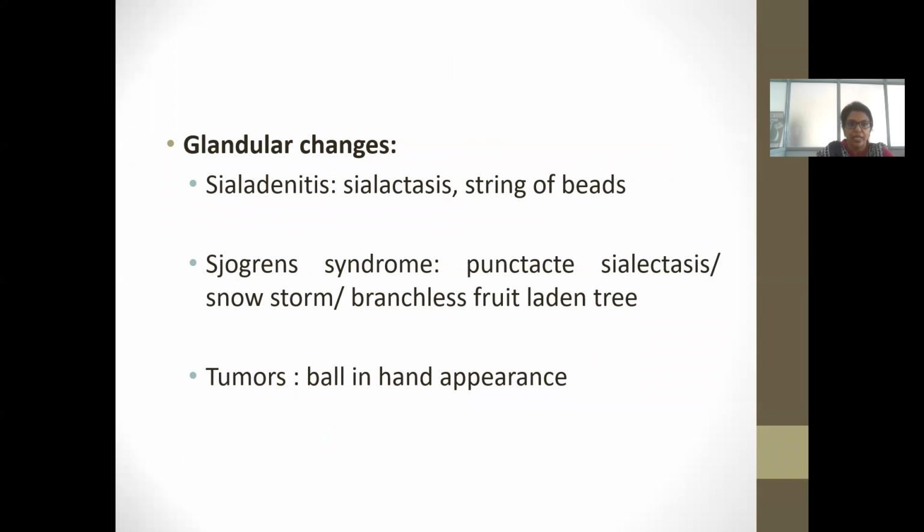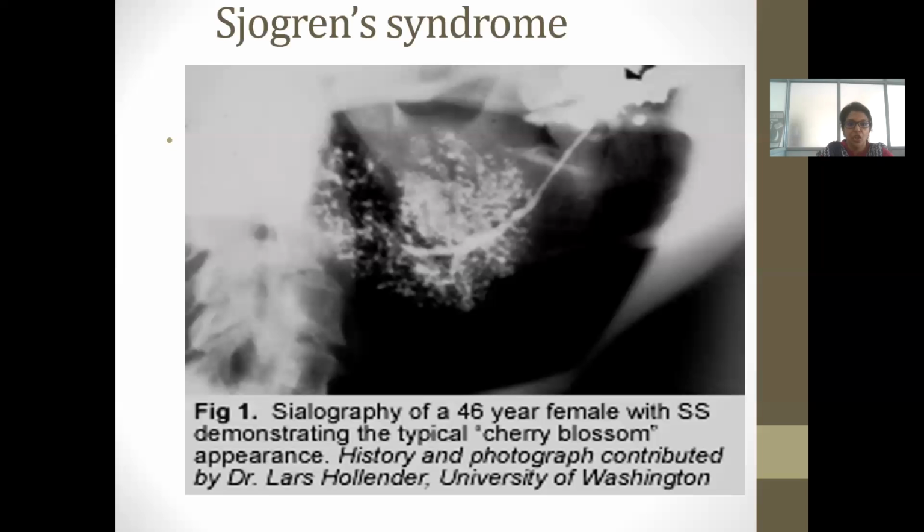Now coming to glandular changes. In sialadenitis or sialectasis, we can see the sausage string appearance or string of beads appearance. In Sjogren's syndrome or punctate sialectasis, we can see the snowstorm or branchless fruit-laden tree appearance. In tumors, mainly benign tumors like pleomorphic adenoma, we can see the ball in hand appearance. This is a sialography of a female patient with Sjogren's syndrome, showing a cherry blossom appearance.